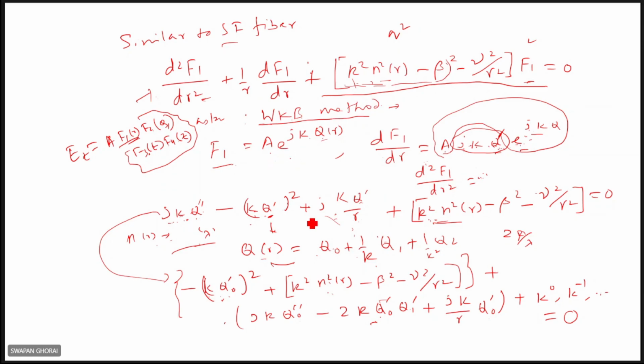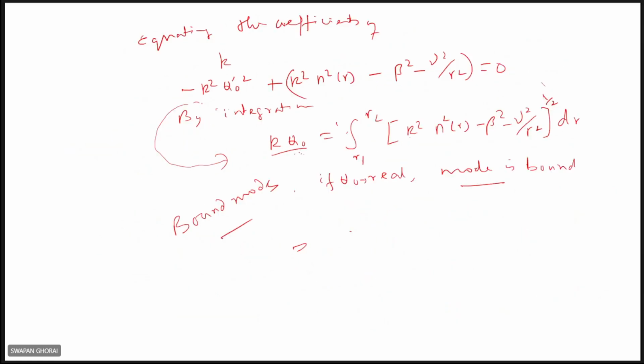You can assume the solutions, and if you solve it with the power series of k, that is these ones, and equating the coefficients on both sides of k squared, then what you will get? You will get this kq0. That is, this one will get it, and the modes will be bounded if this is real. Q0 is real between the 2 points, r1 and r2, within the core of the fiber, and beyond these regions Q0 is imaginary, right? So the mode is bound if Q0 is real.